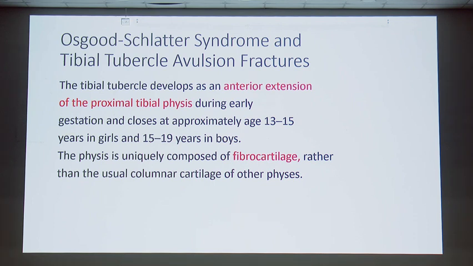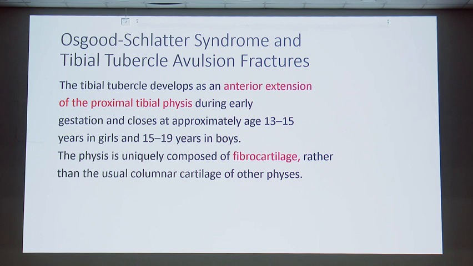In females, it is closing earlier, 13 to 15 years. In males, it is 15 to 19 years. That's why, in sports injuries, young girls starting their sub-junior are more prone to have this Osgood-Schlatter when they are 13 to 15 years old, less than 15 years old. In males, it will come a little bit late, after 15 years.